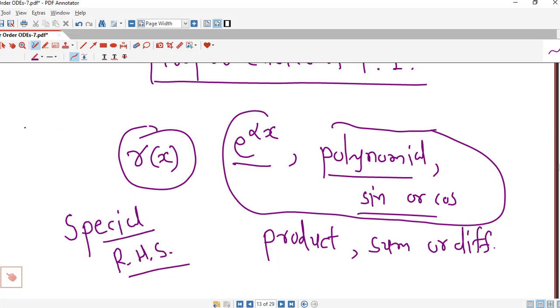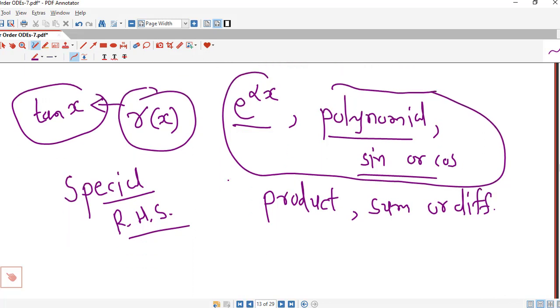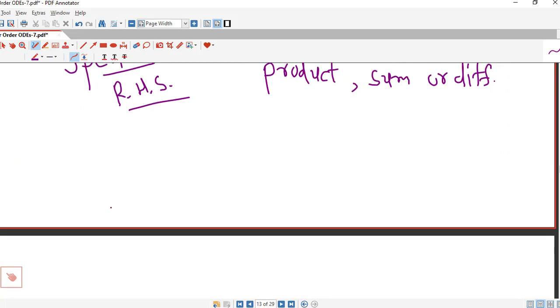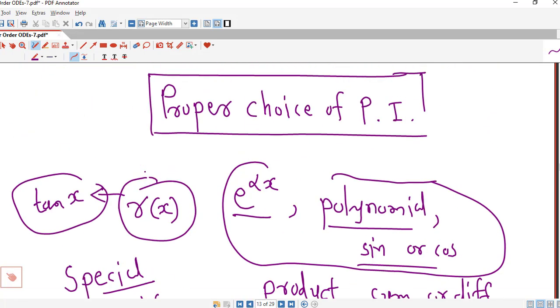So what if the right hand side is different from these functions? Suppose the right hand side is say 10x, then we cannot apply the method of undetermined coefficients. So for that we have to think of another method. So we have another general method for finding the particular integral that we are going to discuss from the next lecture.